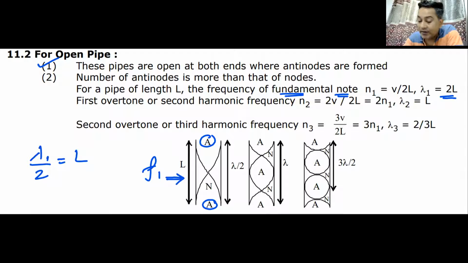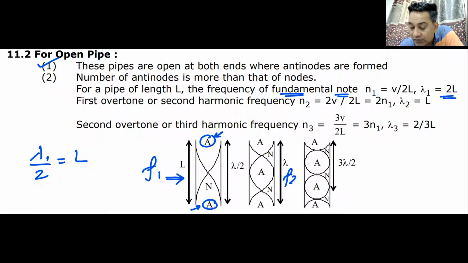The distance between two antinodes is lambda by 2. Here is one antinode, here is the second antinode. Lambda by 2 becomes equal to L, or lambda 1 becomes 2L. The frequency in this case is known as the fundamental frequency or the first harmonic. Do we understand this?